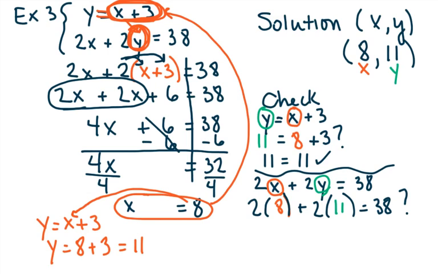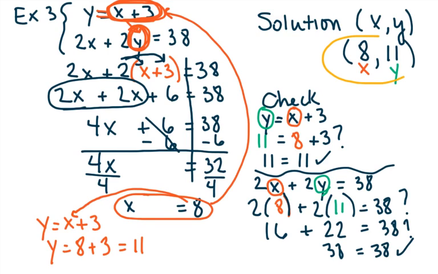2 times 8 is 16. 2 times 11 is 22. Does 16 plus 22 equal 38? Yes, it does. 38 equals 38. So I have now guaranteed that the solution to the system is the point 8, 11. All right.